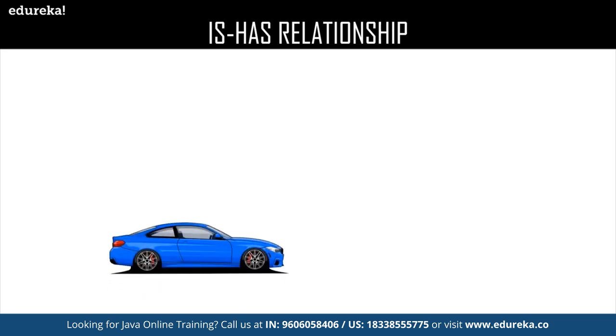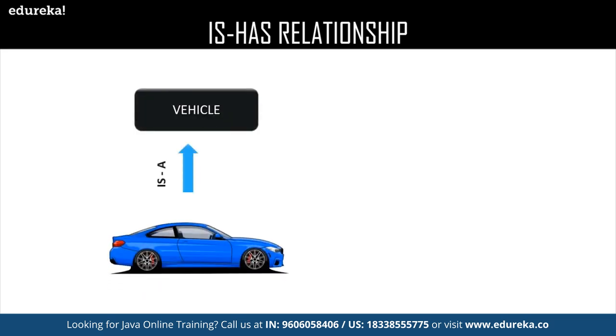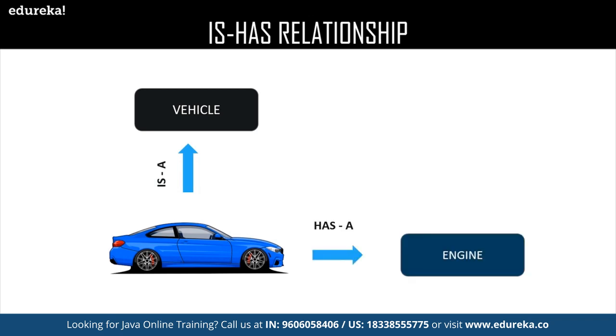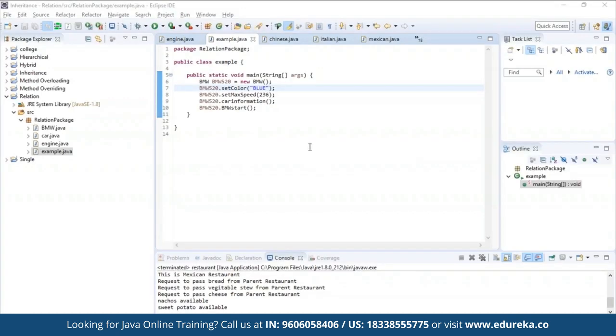As you can see, the BMW car is a vehicle, inheriting the properties of a vehicle. So it happens to be in an is-a relationship with vehicle. And coming to the has-a relation, it has an engine. So the BMW car is referencing an object of the engine class and is said to have a has-a relationship with the engine class. Let us execute a program and see this practically.